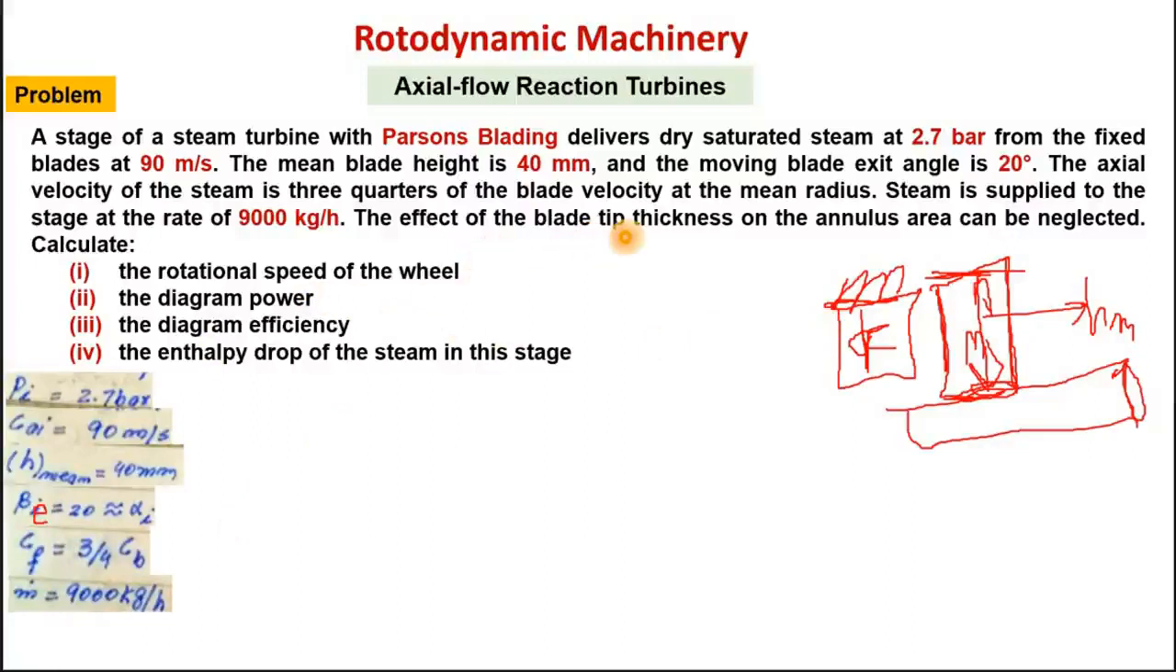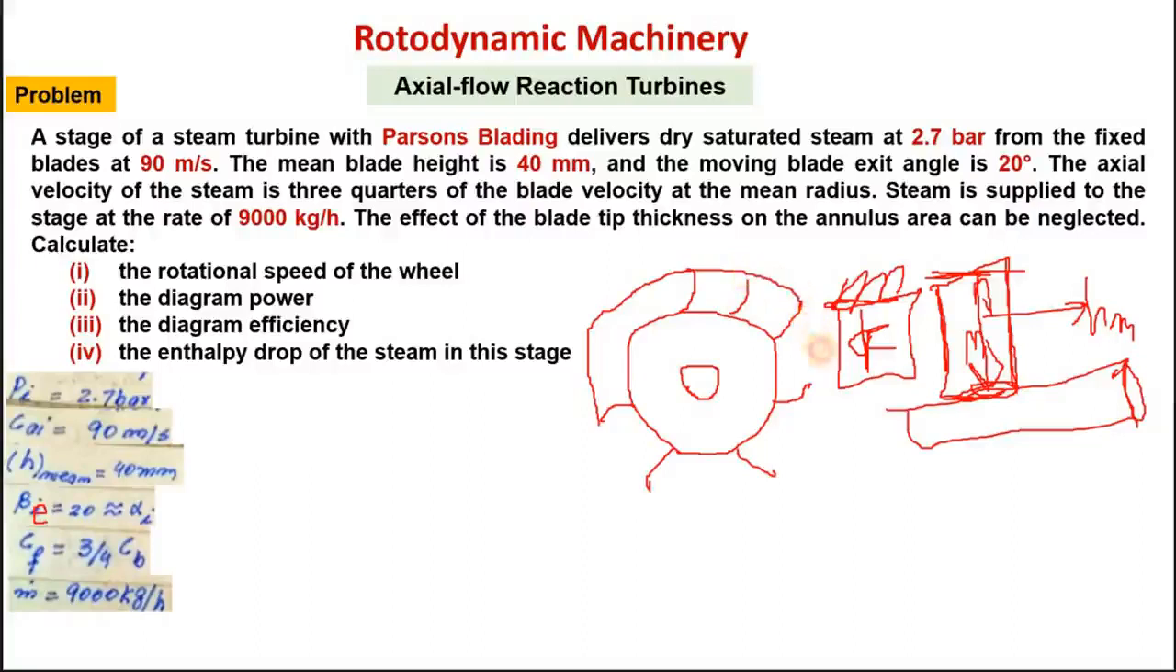The effect of the blade tip thickness on the annulus area can be neglected. So the blade tip thickness is negligible. If I draw the same diagram from the side, it would be like this. This is the wheel, this is shaft, and above this wheel these are the blades attached. Right. So here this is the moving blade. Right. So this is the edge of the blades, or top edge of the blade.